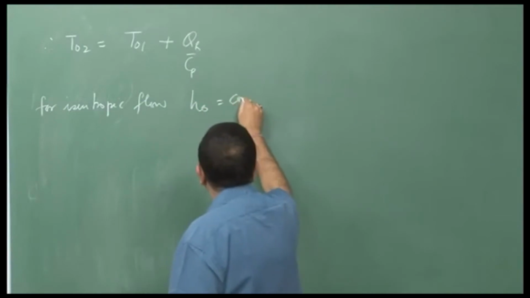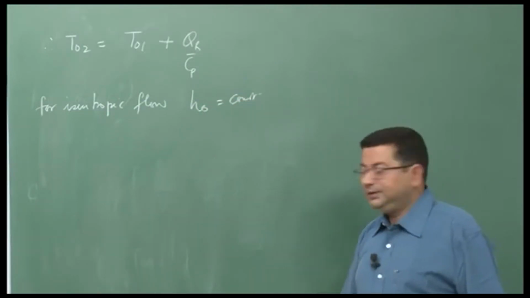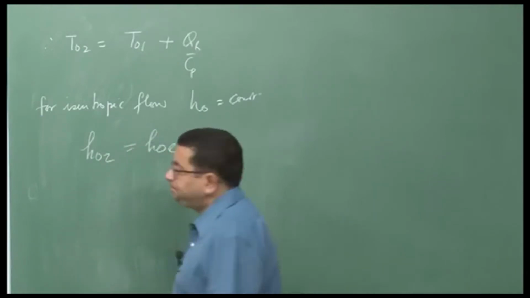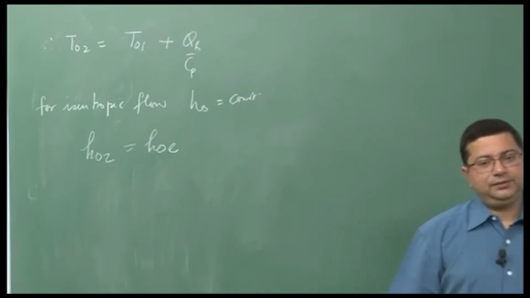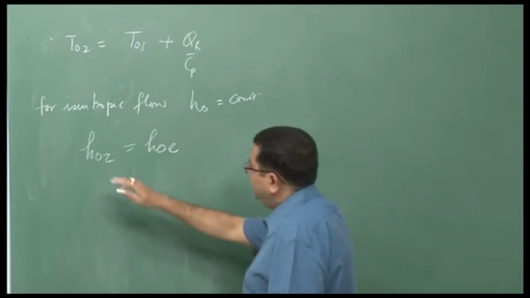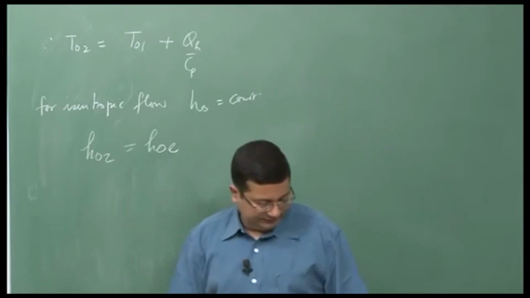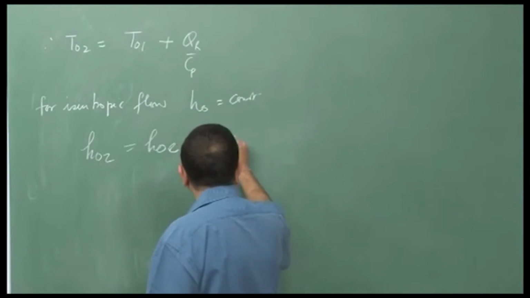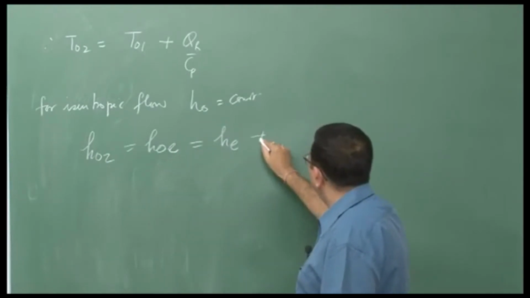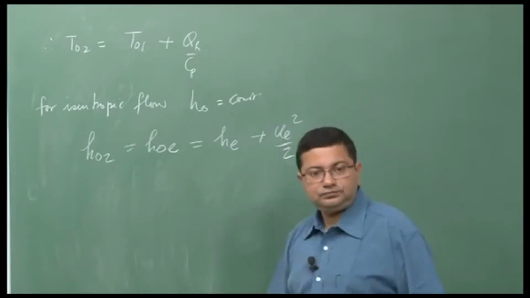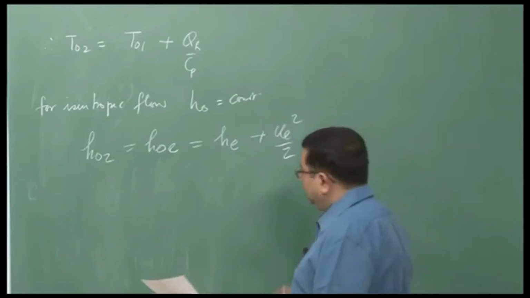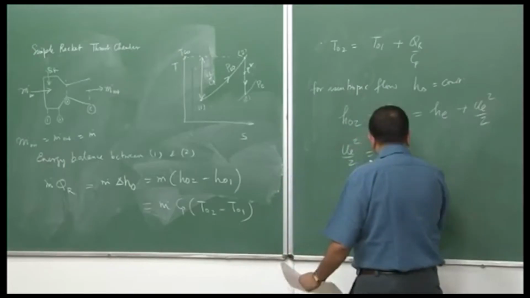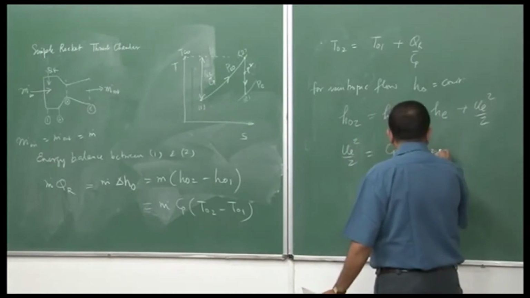H naught is constant. Therefore, H02 is equal to H0E, stagnation enthalpy remains constant. So, stagnation enthalpy at the inlet of the nozzle is equal to that at the exit of the nozzle, and H0E is equal to the static enthalpy at the exit plus the kinetic energy term ue square by 2. Therefore, we get ue square by 2 equal to Cp (T02 minus Te).